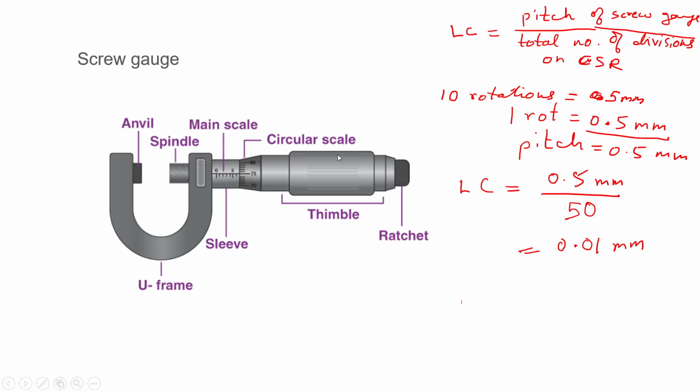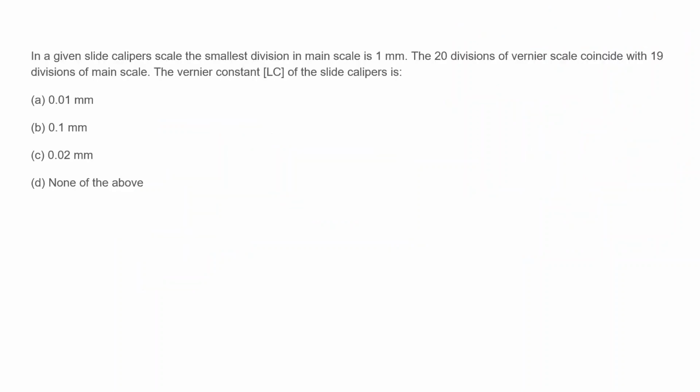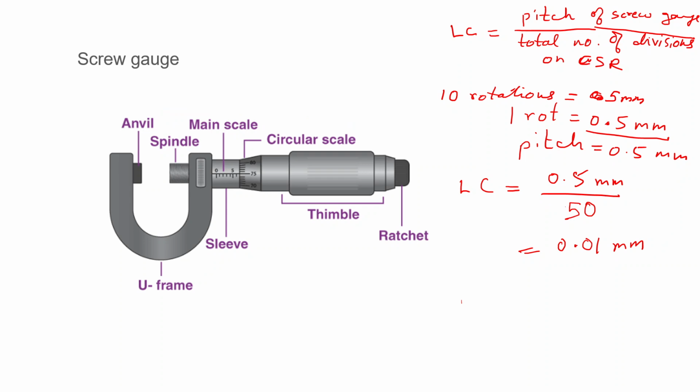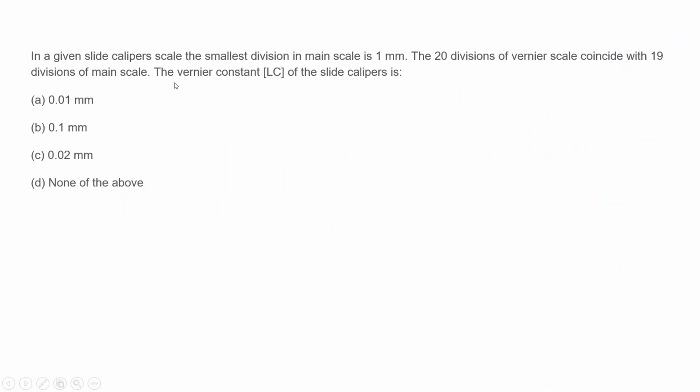So I think we have understood this little bit about screw gauge and vernier caliper. Now I think we can start with the previous year's assignment questions. If you have any questions till here, you can ask, or otherwise in between the problems you can ask, or after that as well. There is no problem. So let's start with the first question.